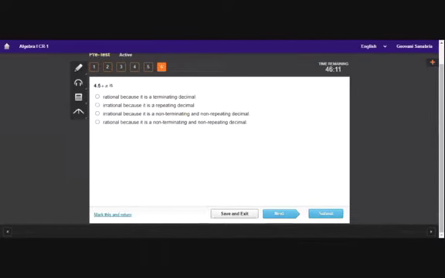An irrational number can't be a repeating decimal. So it's not the first one, because a rational plus an irrational is an irrational. It can't be the first one. It's not a repeating decimal.